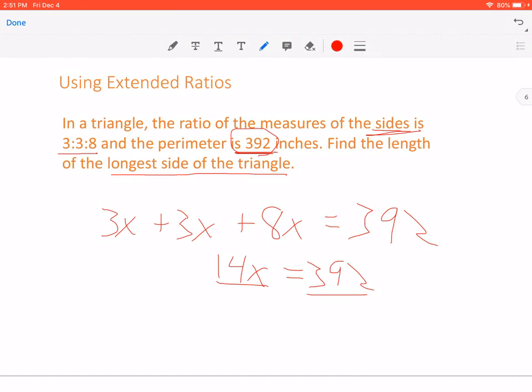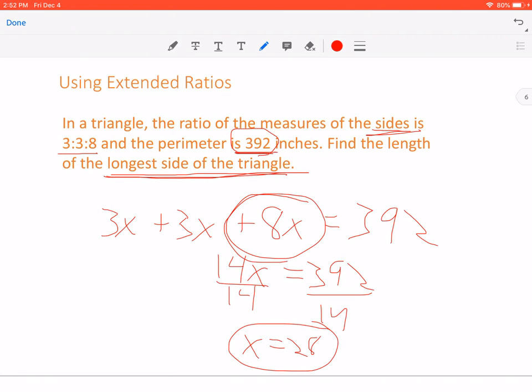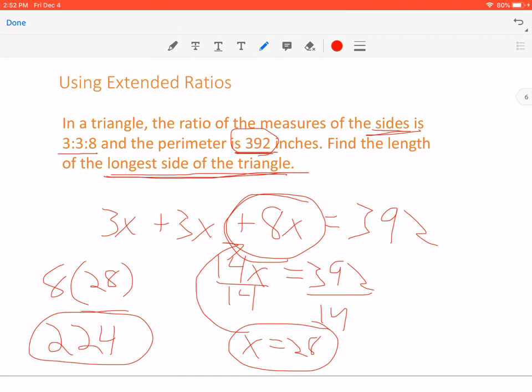What are you going to do? Divide by 14. Take your calculator, 392 divided by 14. X equals 28, but that's not what it wanted. Find the length of the longest side. Well, would that be the 3x, or the 8x? The longest side should be the 8x. So you need to take 28, which was x, and multiply it by 8. So 8 times 28 is 224. So the longest side of the triangle was 224. That's the answer we're looking for there.